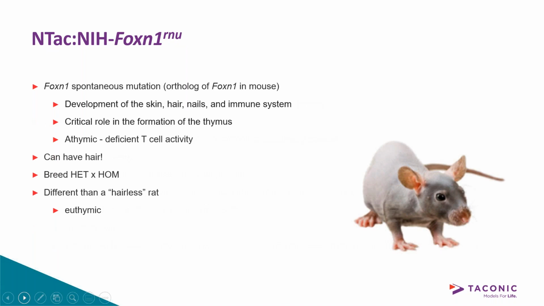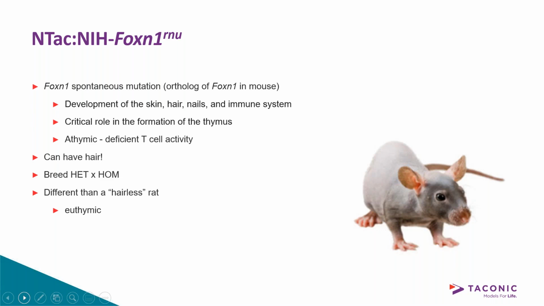I just want to give an example of a rat that I love that we have here at Taconic. If you look at the nomenclature, similar to the mouse, when we see the colon in there and you're going to use the lab code first, this denotes that we are working with an outbred stock. So this is the NIH nude rat. It has the same type of mutation that the mouse does. The FOXN1 in the rat is the ortholog to FOXN1 in the mouse, and this gene is responsible for development of the skin, hair, nails, and immune system.